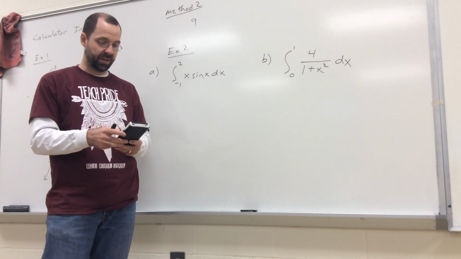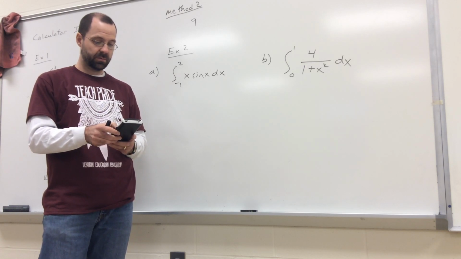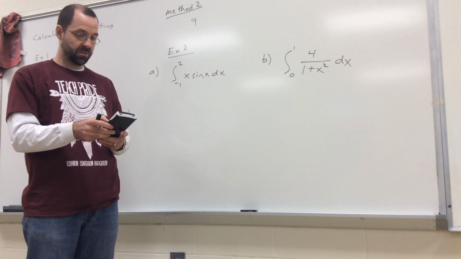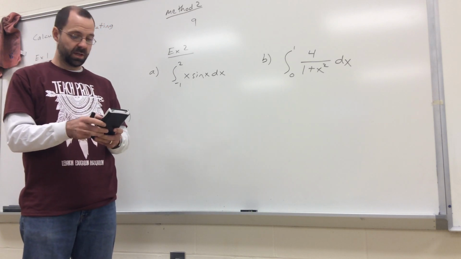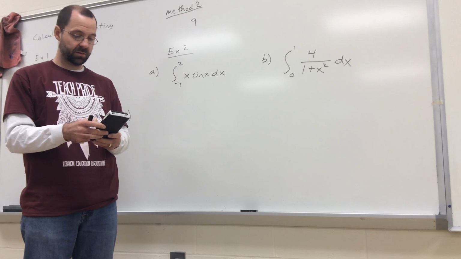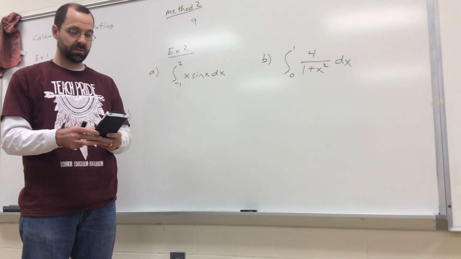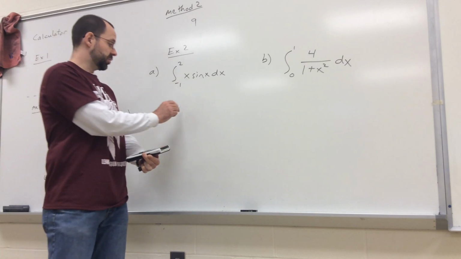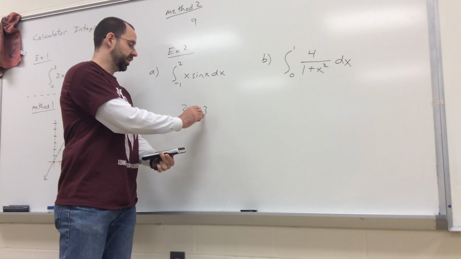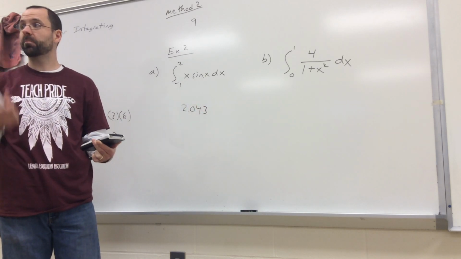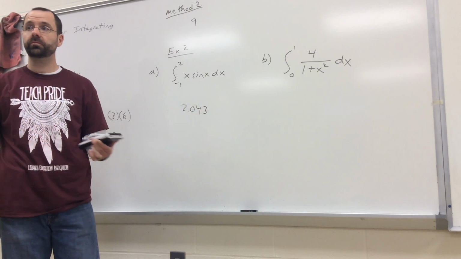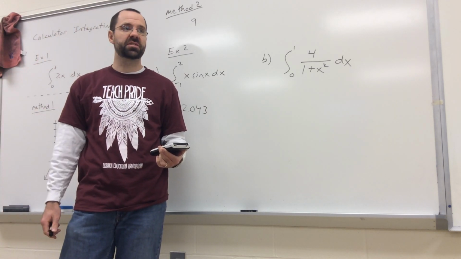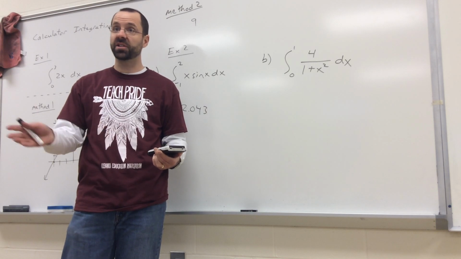So you just press Math 9, and then type that stuff in. So -1 to 2, x times the sine of x, dx. Press enter. This one should come out 2.043. You always round to 3 decimal places, right? The AP Calculus test wants you to round to 3 decimal places. So every time, 3 decimal places.